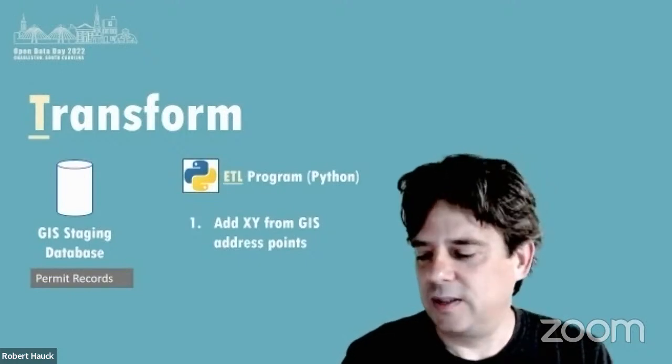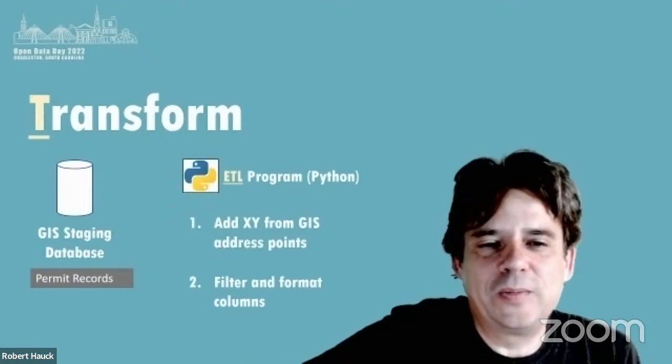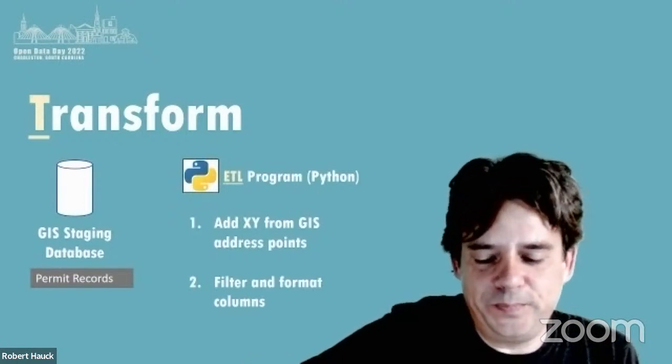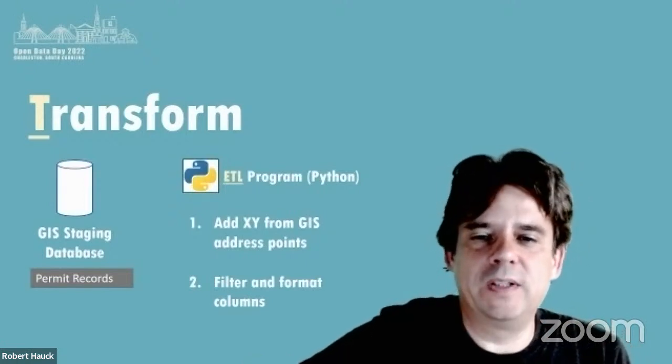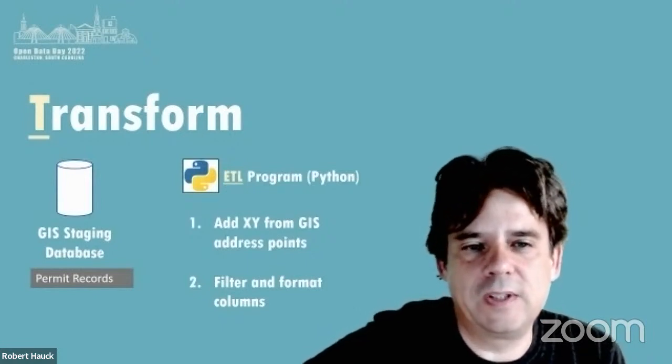After that, it's GIS data. And then, of course, we filter and format. There may be voided permits that we don't want in our data because they're not relevant, so we strip those out.